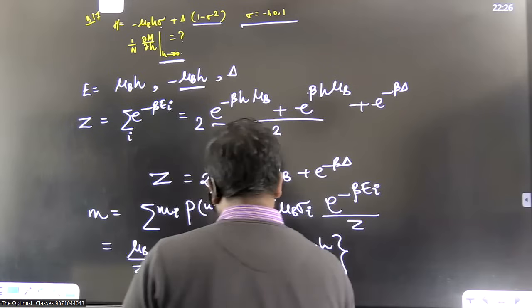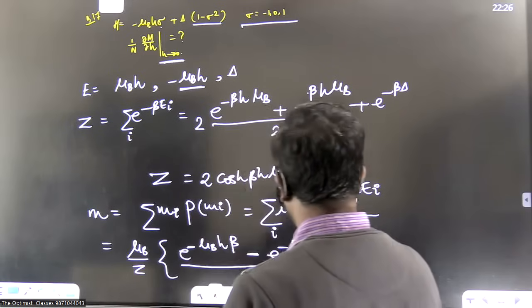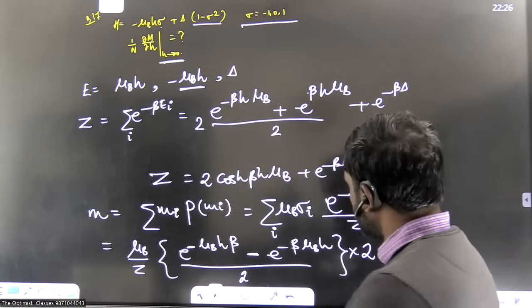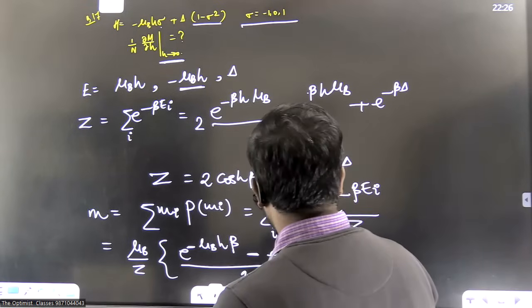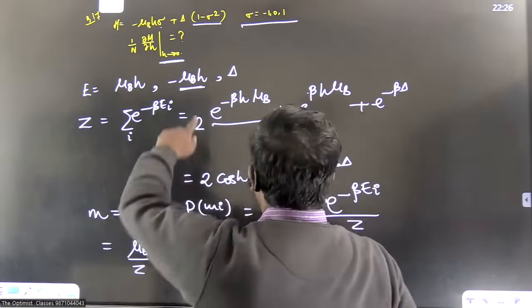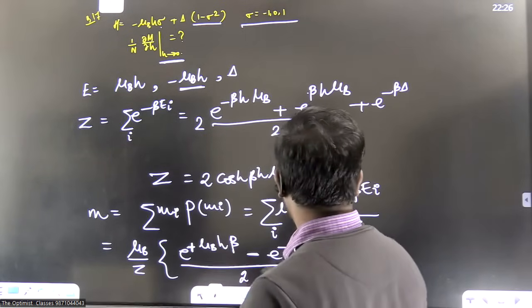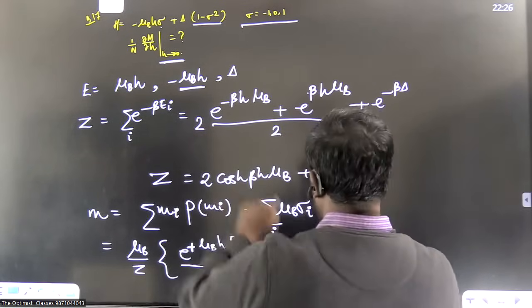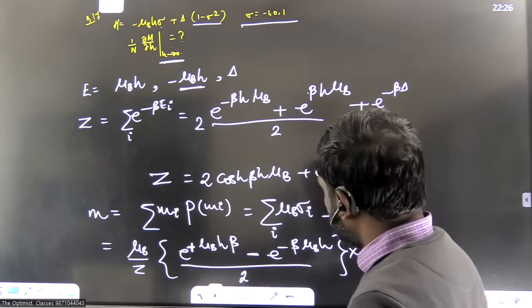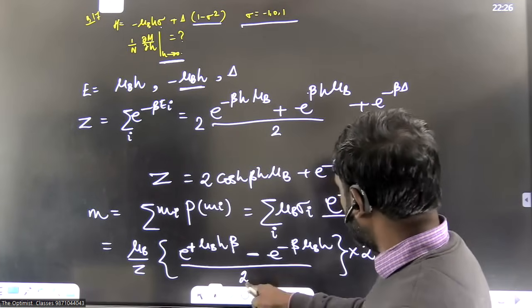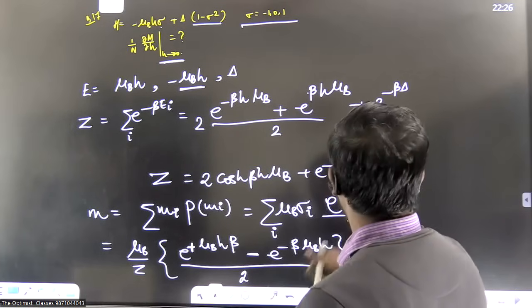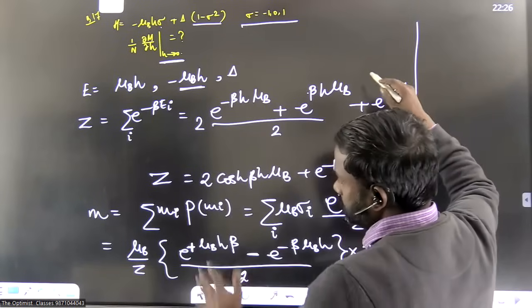So again, we can divide it by 2 and multiply it by 2. Sorry, when we put this negative energy, negative and negative becomes positive, so here we get positive, and when we put positive energy, we get negative here. All right, so that's what we have. So divided by 2 and multiplied by 2, this becomes sine hyperbolic. Therefore, the magnetization per particle is this.